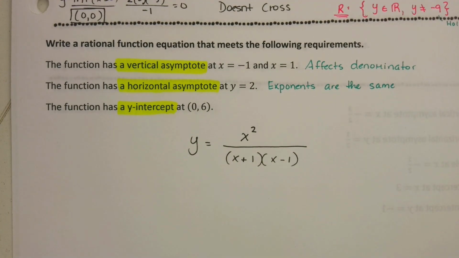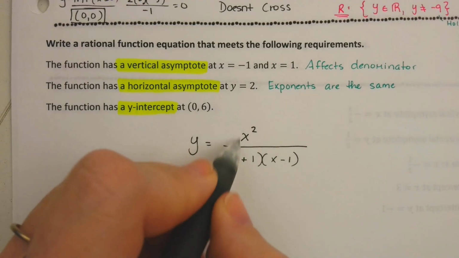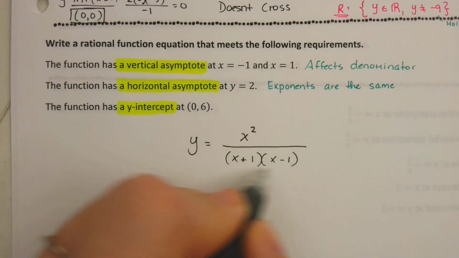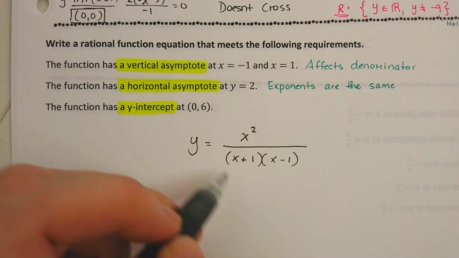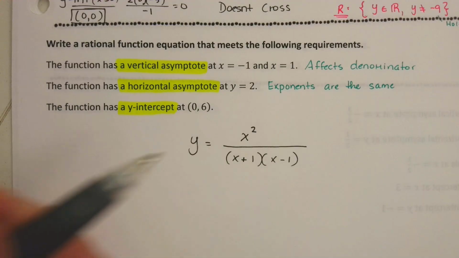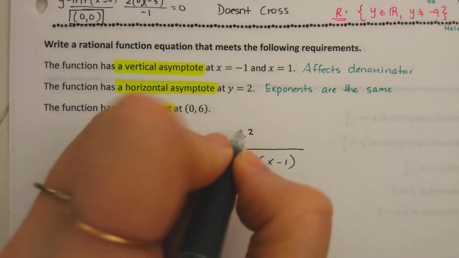Now, on this one right here, would this one have a horizontal asymptote at 2? No. What would the horizontal asymptote be on this one? This one would be at 1. Leading coefficient of 1. If I multiplied this out, it would also have a leading coefficient of 1. So currently, it doesn't, but how can I adjust it to make the horizontal asymptote at 2? I can make the top a 2.